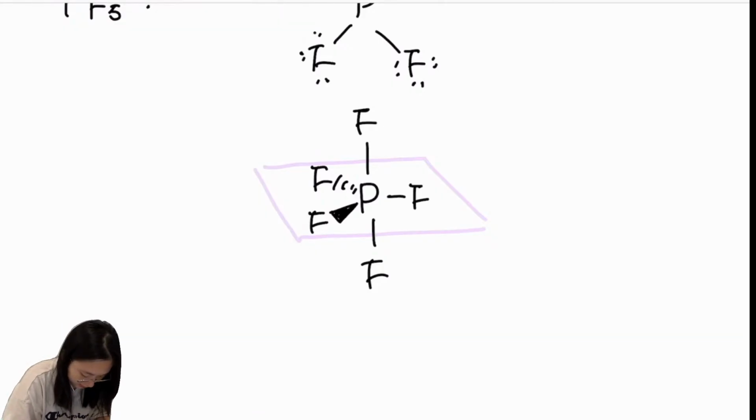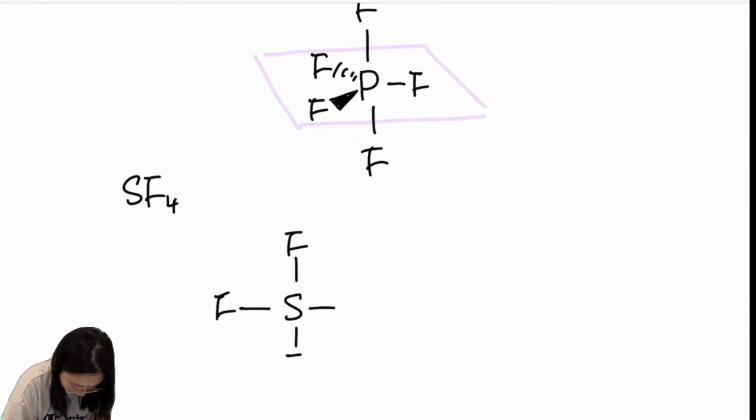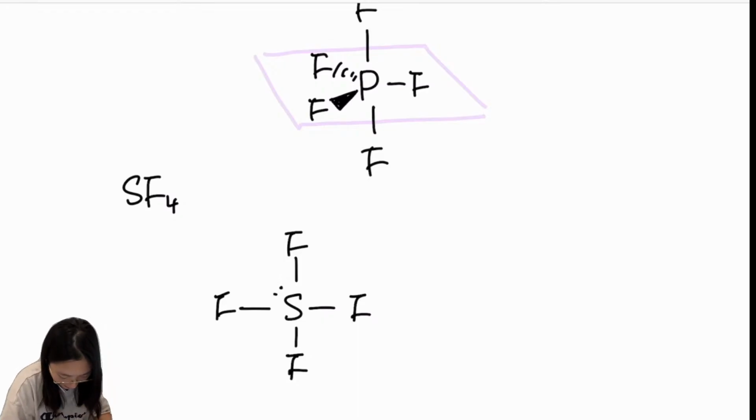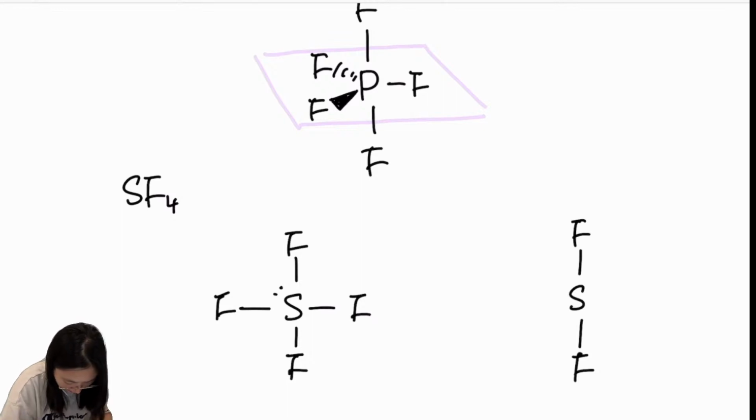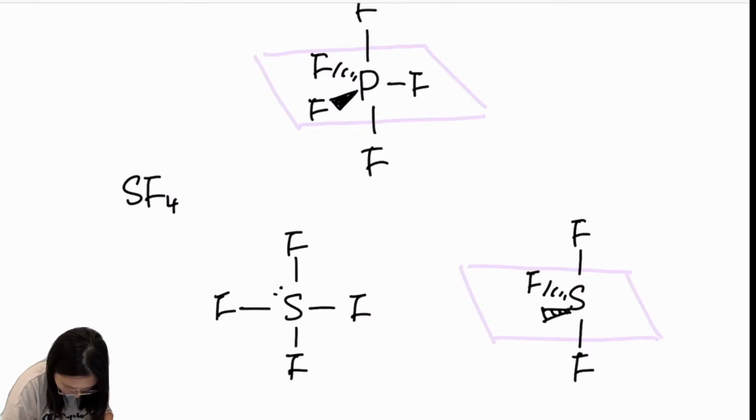So let's say SF4. So that's going to be sulfur, and then 1, 2, 3, 4, 1, 2, 3, 4. So sulfur is going to have fluorine up, fluorine down, and then on this horizontal plane, it's going to have one fluorine bond, another fluorine bond, and then on the other side, it's going to have the lone pair electrons.